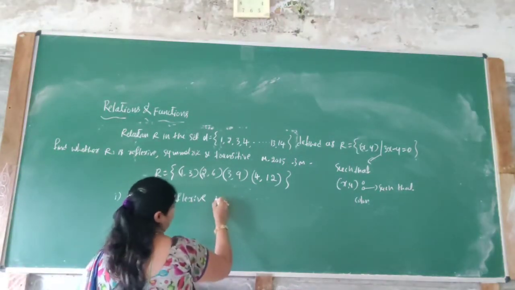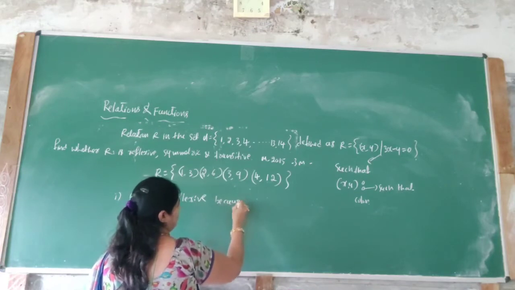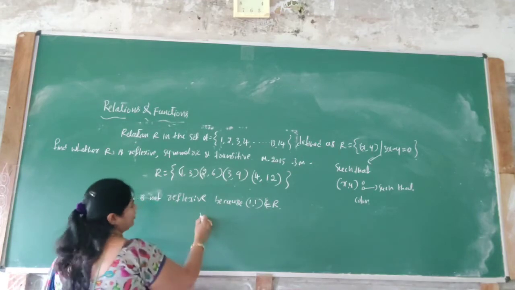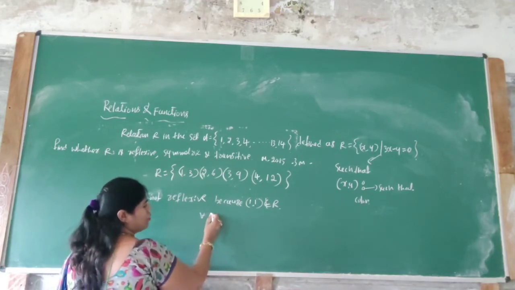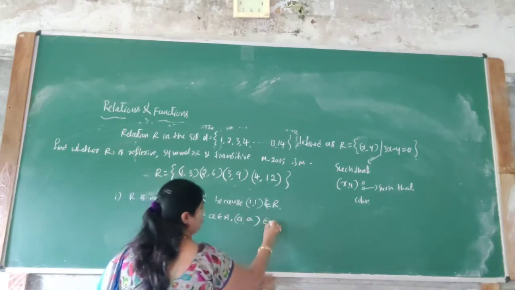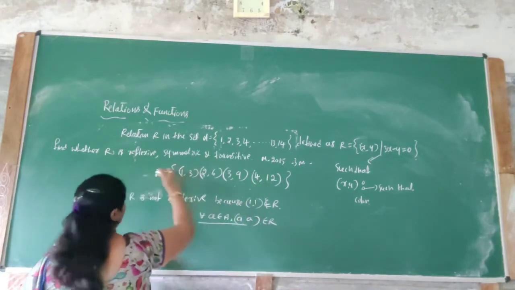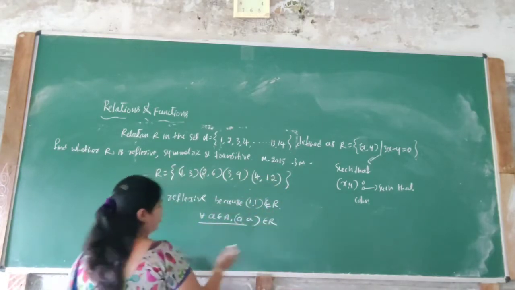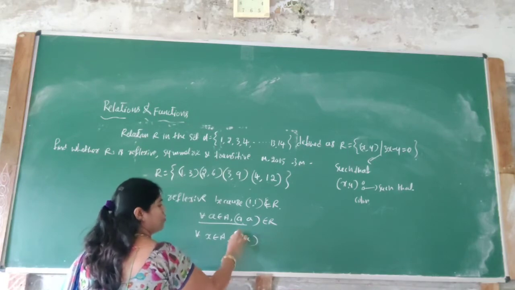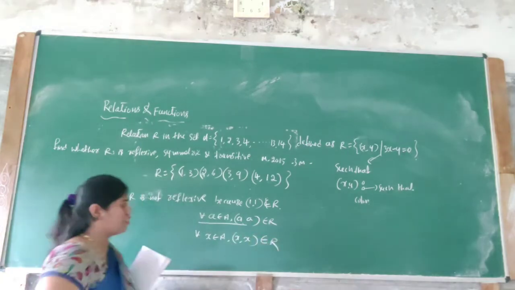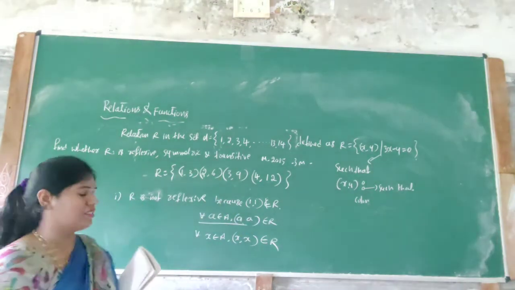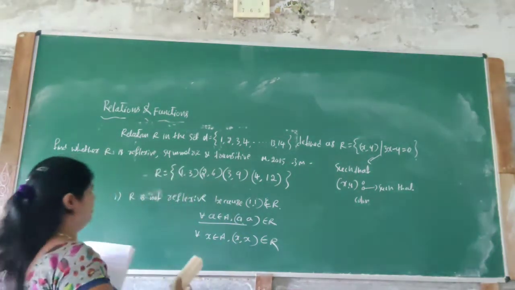Because (1,1) does not belong to R. You know the definition: instead of (a, a) belongs to R, you can change the variable also, because it is there in the (x, y). You can use x belongs to A implies (x, x) belongs to R. You can write like this also. This (x, x) is not there in the set R, so therefore it is not reflexive. Okay.